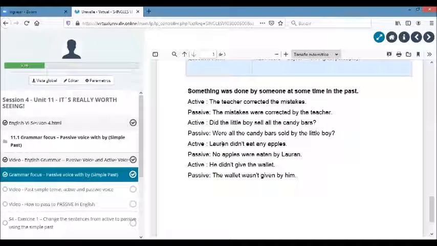Active: the teacher corrected the mistakes. Passive: the mistakes were corrected by the teacher. Active: did the little boy sell all the candy bars? Passive: were all the candy bars sold by the little boy? Active: Lauren didn't eat any apples. Passive: no apples were eaten by Lauren. Active: he didn't give the wallet. Passive: the wallet wasn't given by him.